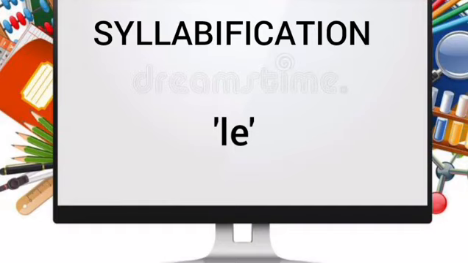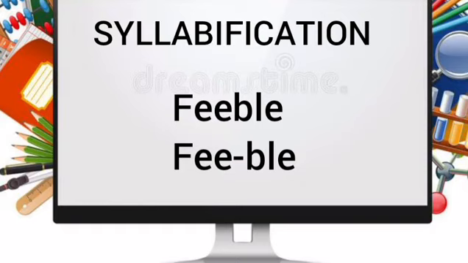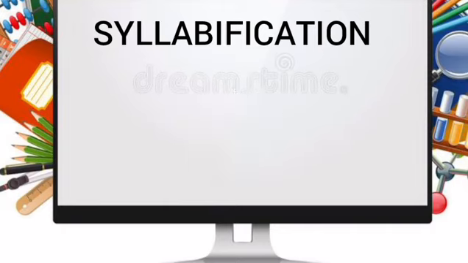Okay, now fifth point, let me tell you. When a word ends with le, then the syllable will be divided before the preceding consonant of le. For example, feeble. See, le is the last part; before the consonant itself we are splitting. The consonant is B, right? So before that we are splitting: fee-ble.